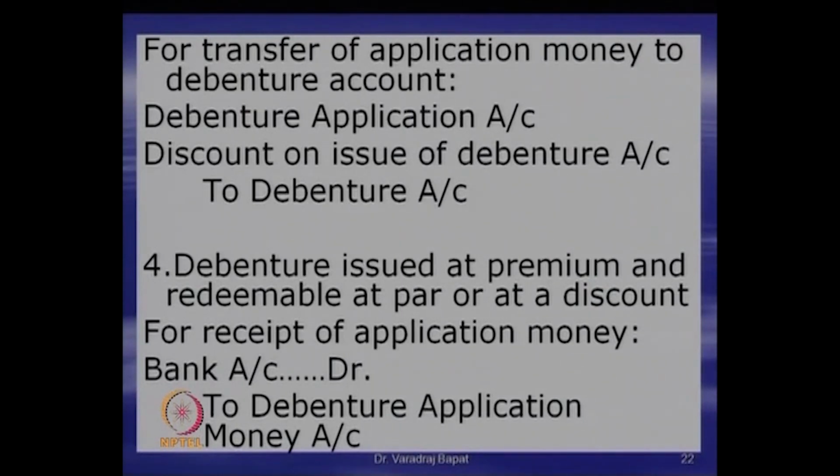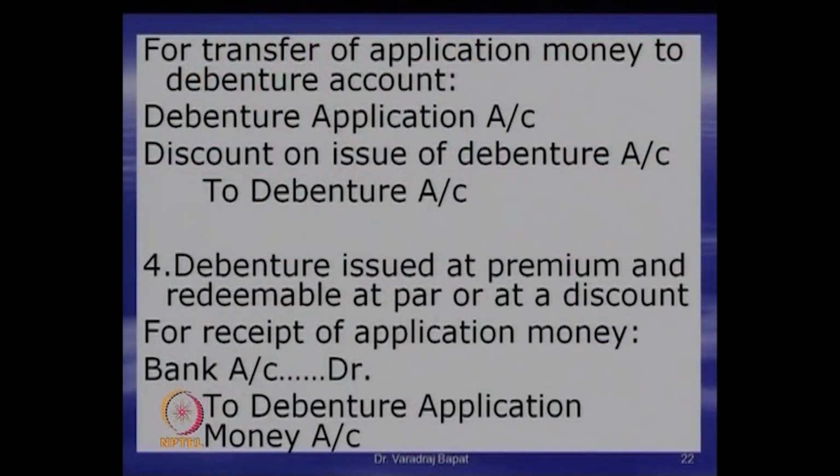So here is a case where though the debenture is 100 rupees, company collects let us say only 97 rupees. So 97 rupees will be received from debenture application account, 3 rupees is a discount. That is why the entry is like this: debenture application debit 97, discount on issue of debenture is 3, and debentures account is 100. Now let us see the fourth case.